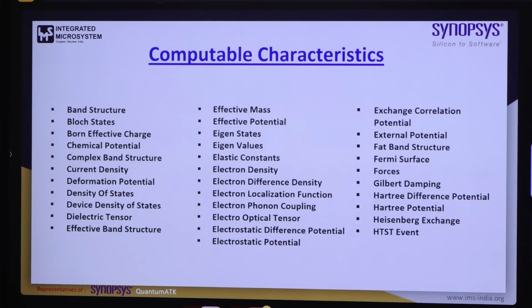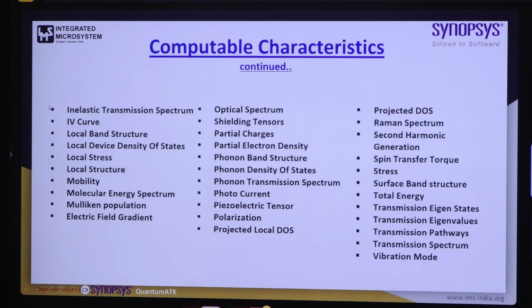So these are some of the computable characteristics for materials and devices that you can easily simulate with the different methods. We have the band structure, Hall effect, Born effective charge, chemical potential, effective mass, exchange correlation potential, density of states, charge density, and even electrical properties of devices like IV characteristic, transmission spectrum, device density of states, projected device density of states. So all these things you can easily simulate with QuantumATK.